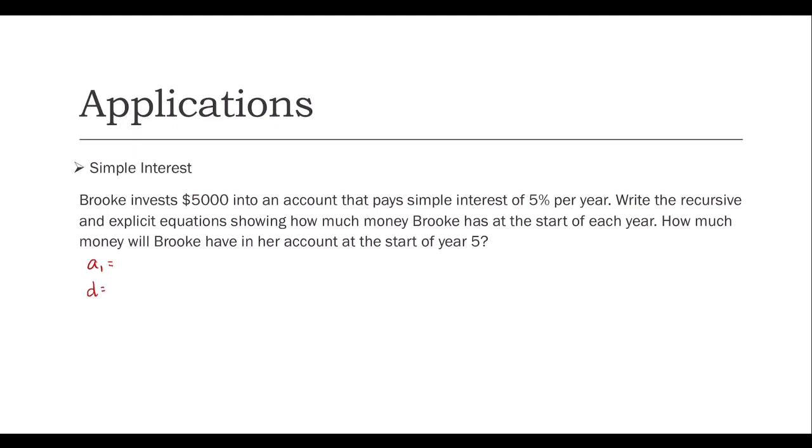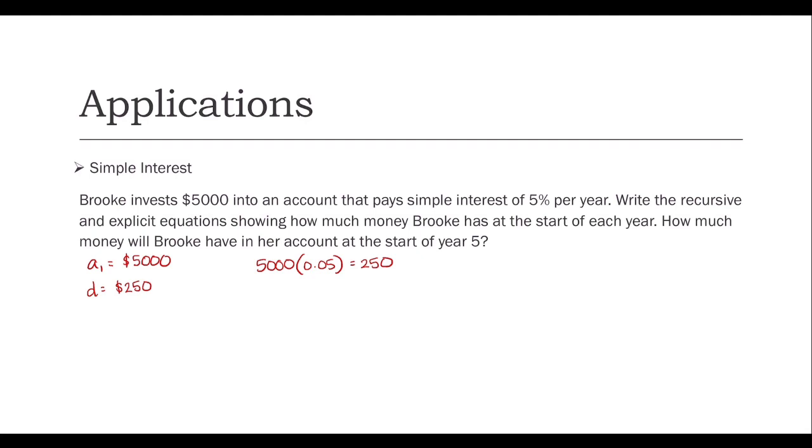So the first year, Brooke invests $5,000. So that's going to be our A1, our initial amount. And then each year, the account pays simple interest of 5%. So 5,000 times 5%. So when we change our 5% to a decimal, we get 0.05. So that's going to equal $250 that's added to her account each year. So our difference is going to be a positive 250.